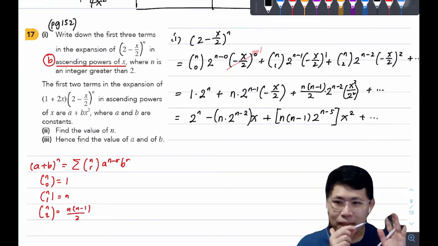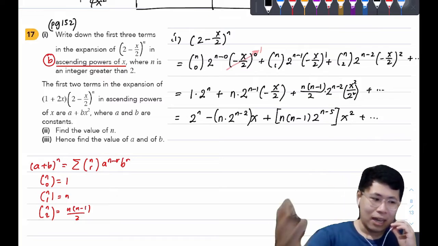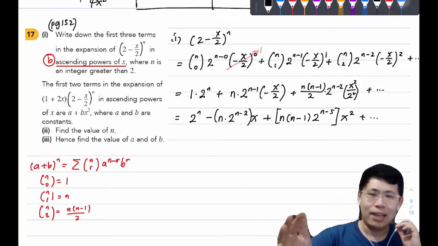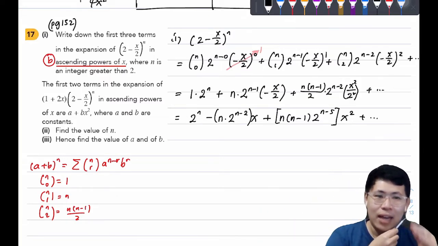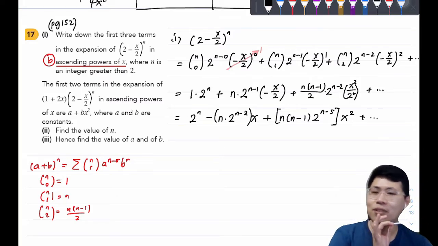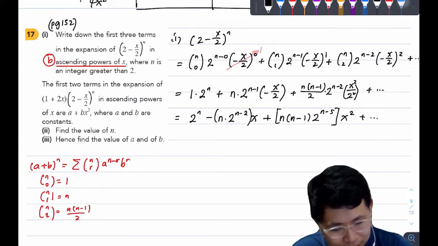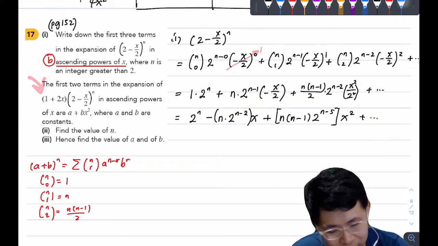So this is the expansion when n is the unknown. For the other times, you just expand when you know n, and then you can find the value of those n choose r. But now n is the unknown, so we have to leave it like that. Okay, now the first two terms in the expansion. So next part, the first two terms is this, find the value of n.